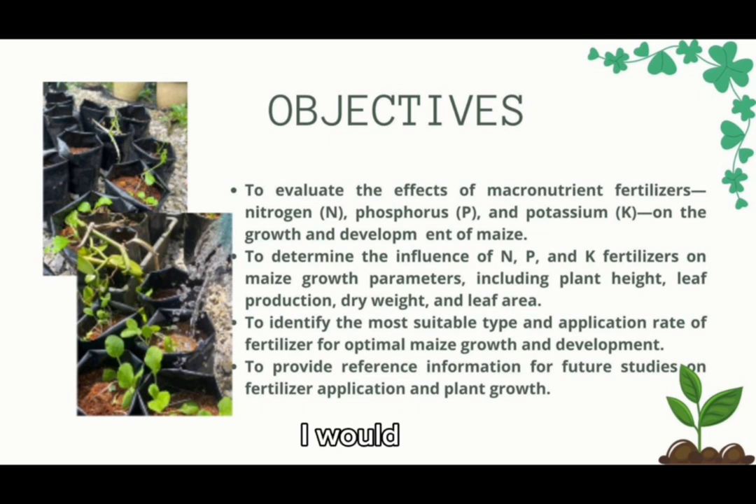Next, I would like to explain the objective of our project. The main objective of this study is to evaluate the effects of fertilizer applications, specifically nitrogen, phosphorus and potassium, on the growth and development of bok choy. More specifically, this project aims to examine how these fertilizers influence several growth parameters of bok choy, including plant height, leaf production, and dry weight.